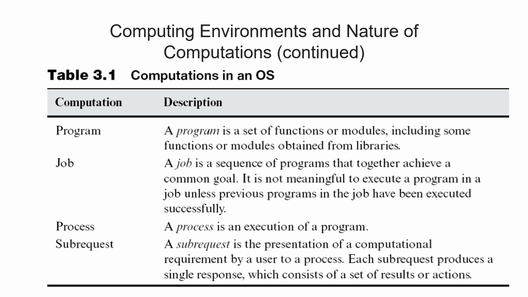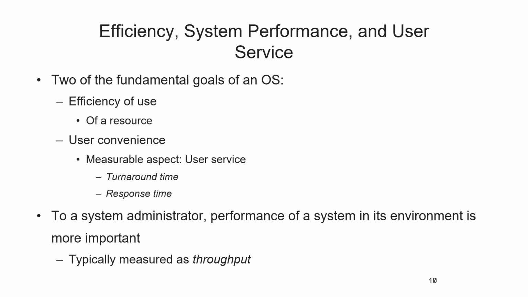Okay, so these are the key terms used in this computational environment: program, job, process, and sub request. Now we are going to talk about efficiency, system performance and user services. We know that there are two fundamental goals of an operating system: efficiency and user convenience. Already we have talked about the goals of an operating system. There are three goals: efficiency, user convenience and non-interference.